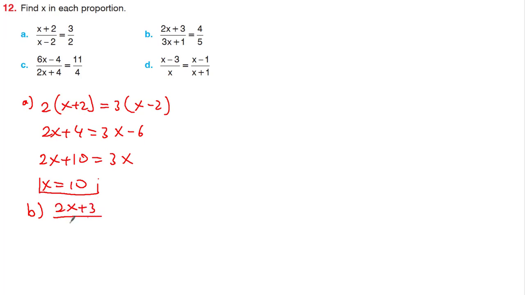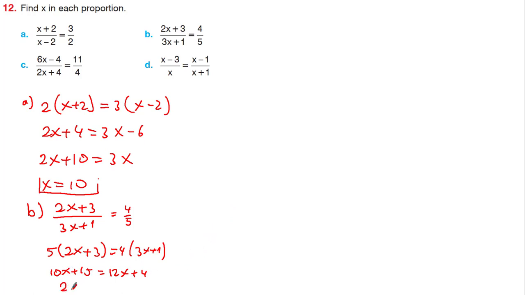2x plus 3 over 3x plus 1 is 4 over 5. Cross multiply, 5 times 2x plus 3 is 4 times 3x plus 1. So you get 10x plus 15 is 12x plus 4. This is a simple equation. From here we can get that 2x is actually 11. So x is 11 over 2.